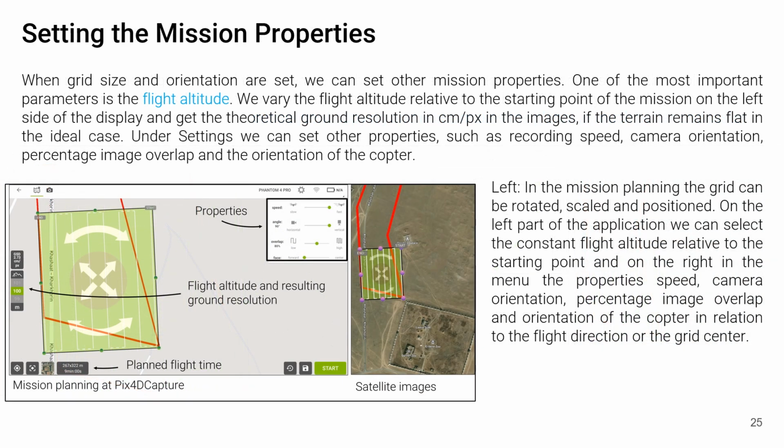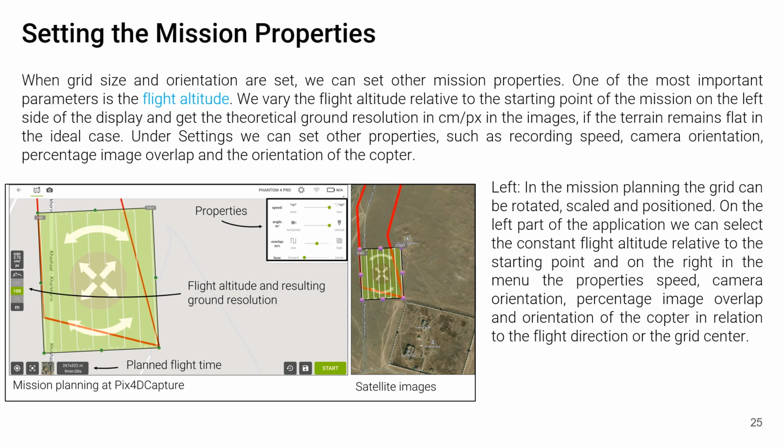When grid size and orientation are set, we can set other mission properties. One of the most important parameters is the flight altitude. We vary the flight altitude relative to the starting point of the mission on the left side of the display and get the theoretical ground resolution in centimeter per pixel in the images, if the terrain remains flat in the ideal case. Under settings, we can set other properties such as recording speed, camera orientation, percentage image overlap, and the orientation of the copter. On the left, in the mission planning, the grid can be rotated, scaled, and positioned.